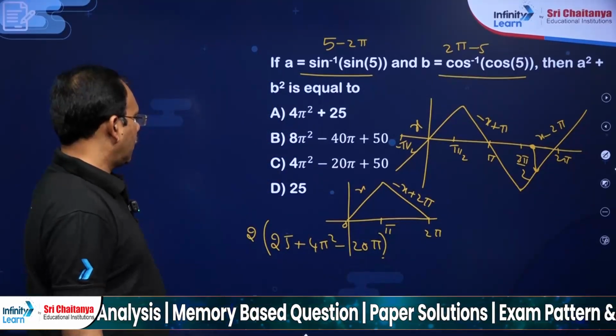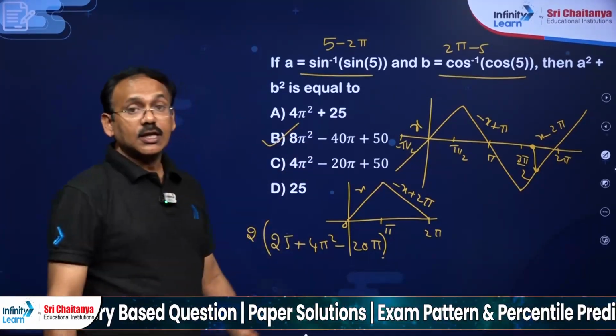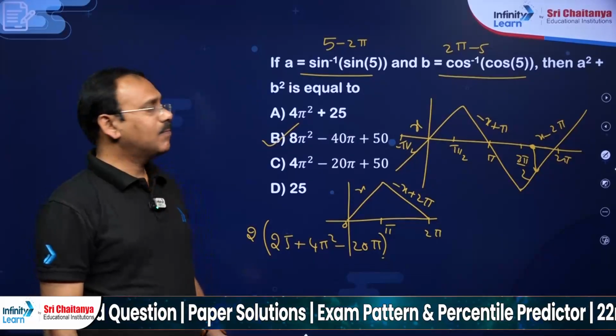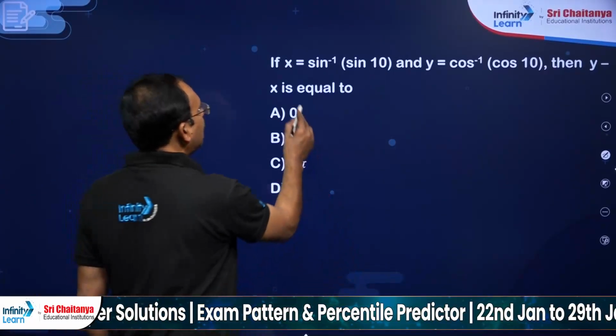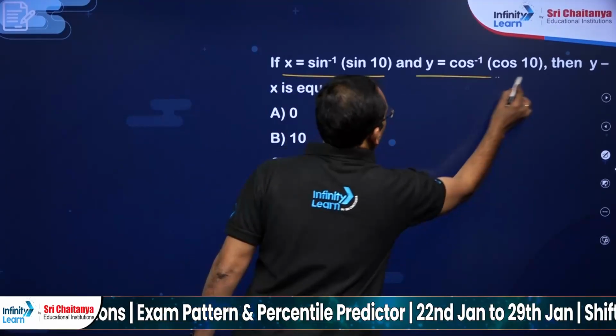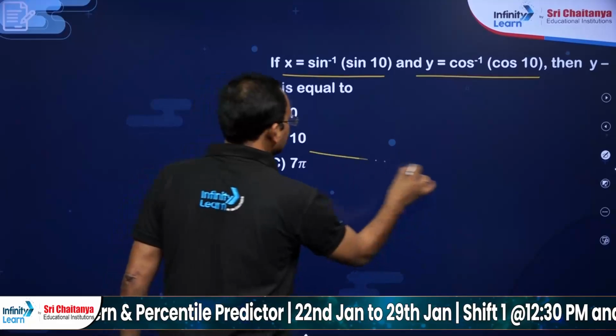That is 8 pi square minus 40 pi plus 50. Option B is the right answer. So, this simplification is very important. Questions are given on this. Please recall the things. You see, sin inverse of sin 10, y is cos inverse of cos 10, then y minus x. 10 means 10 radians, my dear friends.